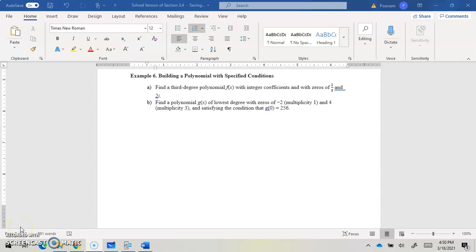Let's do question number 6, building a polynomial with specific conditions. Part A says, find a third degree polynomial function with integer coefficients and the zeros of 2/3 and 2i. So let's write all the zeros. There should be 3 zeros because the degree is 3. One zero is 2/3 and one zero is 2i.